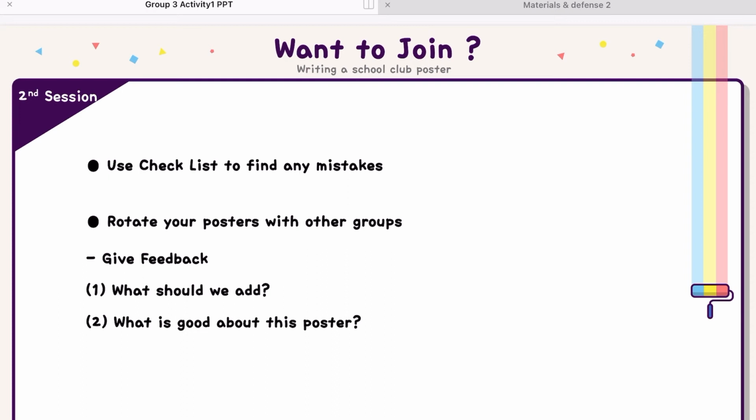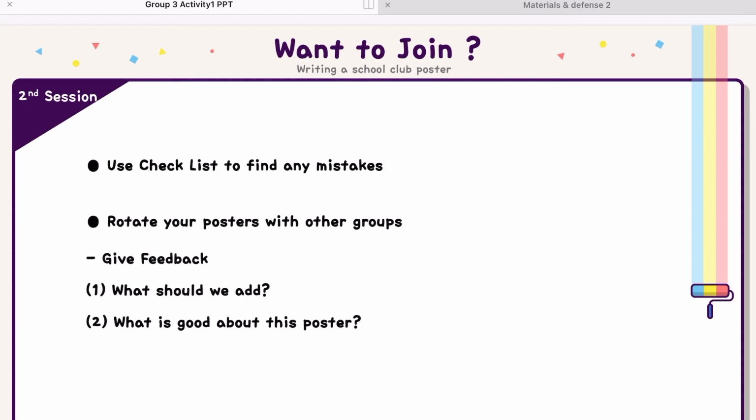So at the beginning of the class, students are to check and revise their own club posters using the checklist which they made on their own last session. Throughout this stage, they will be able to discover their own mistakes by themselves. Right after that, each group rotates their works so that they can check what others have made and give feedback to each other.